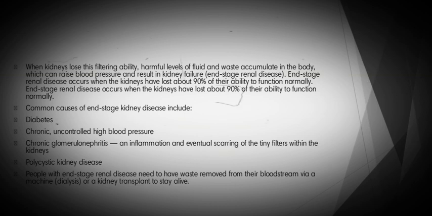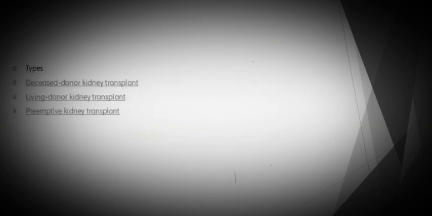This occurs when the kidneys have diabetes, chronic uncontrolled high blood pressure, chronic glomerulonephritis, and that is the inflammation and the eventual scarring of the tiny filters within the kidneys. Polycystic kidney disease. People with end-stage renal disease need to have the waste removed from the bloodstream via a machine, dialysis, or a kidney transplant to stay alive.